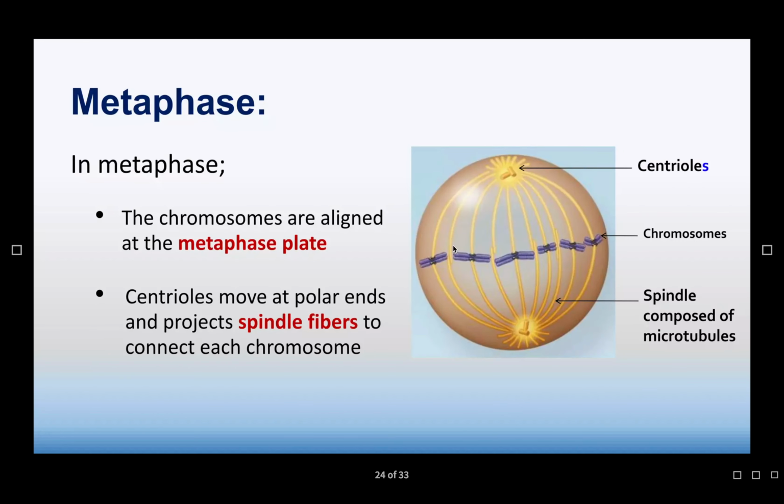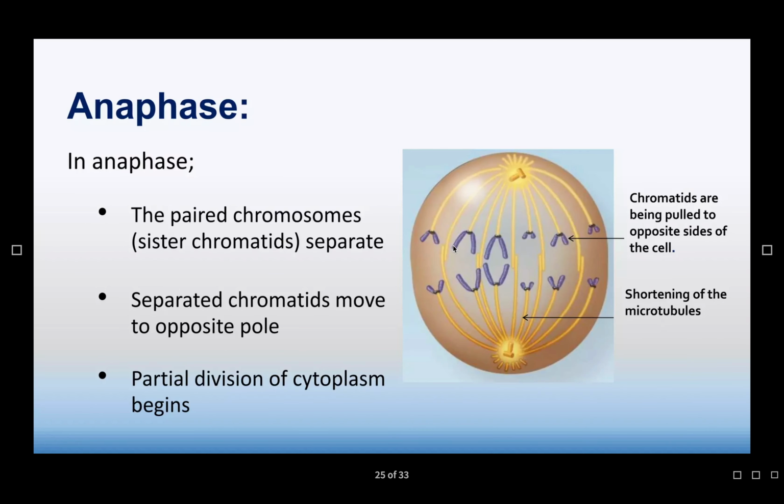Once they've attached, what will happen? At anaphase, the spindle fiber begins to what? Pull the chromosomes to the opposite parts of the cell. So they separate the chromosomes, they divide them. Those paired chromosomes, the sister chromatids, will now divide. And I told you, once sister chromatids divide, they are called what? Daughter chromosomes. So each one will be called a daughter chromosome.